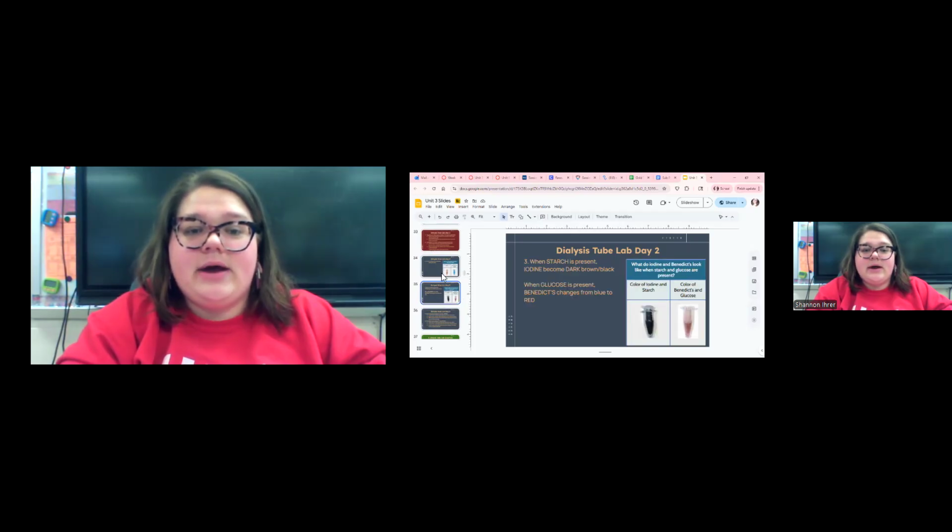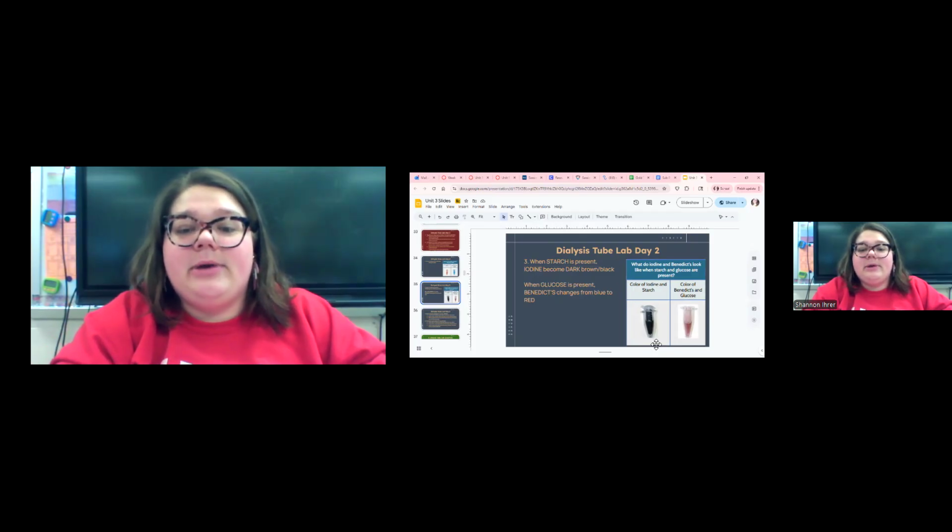Next, when starch is present, iodine is going to become like a dark brown or a black color. When glucose is present, Benedict's will change color from like a blue to a red.